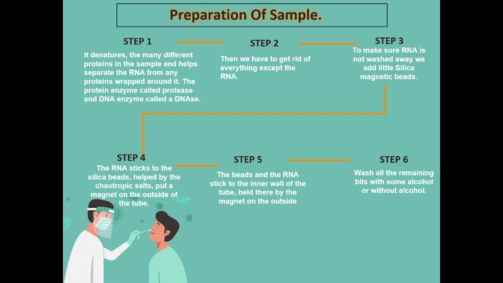For this, we break open the virus particles using some chemicals, a detergent called a chaotropic salt. The chaotropic salt has several roles. It denatures or unravels the many different proteins in the sample, stopping them from working, and helps separate the RNA from any proteins wrapped around it. We chop up the proteins in the sample into bits using an enzyme called protease, and we chop up the DNA in the sample into bits using an enzyme called DNase. Then we have to get rid of everything except the RNA.